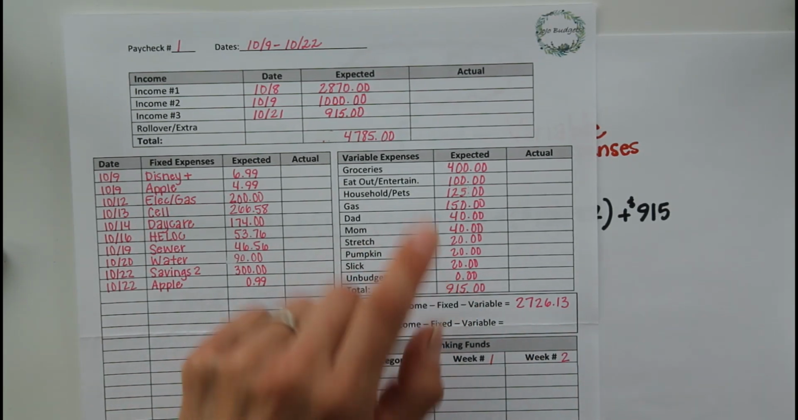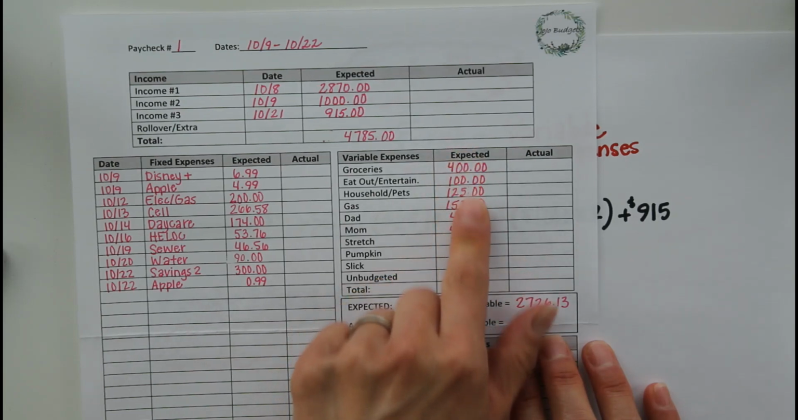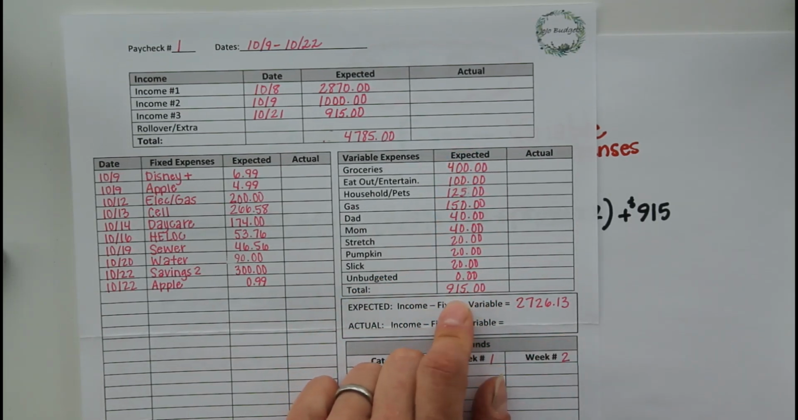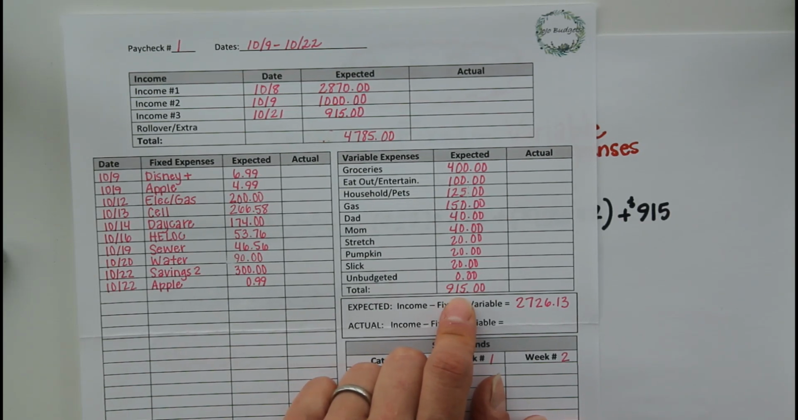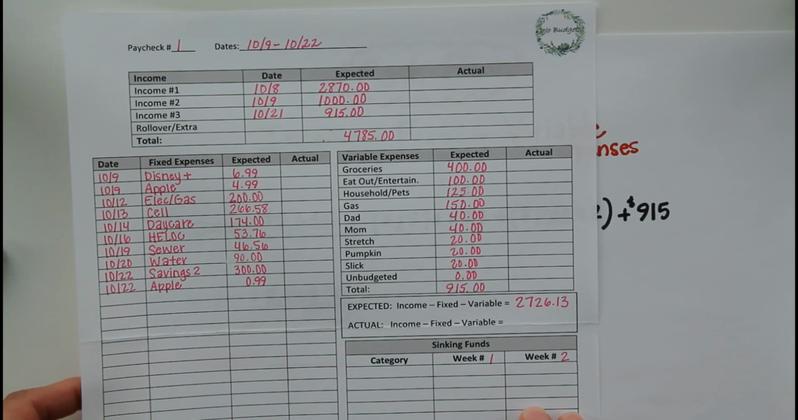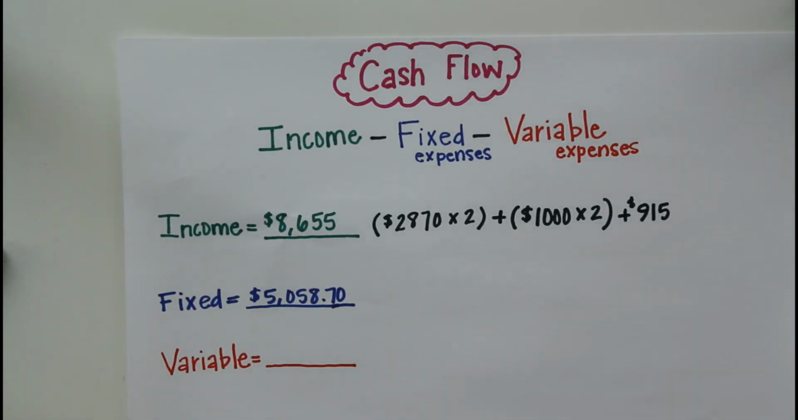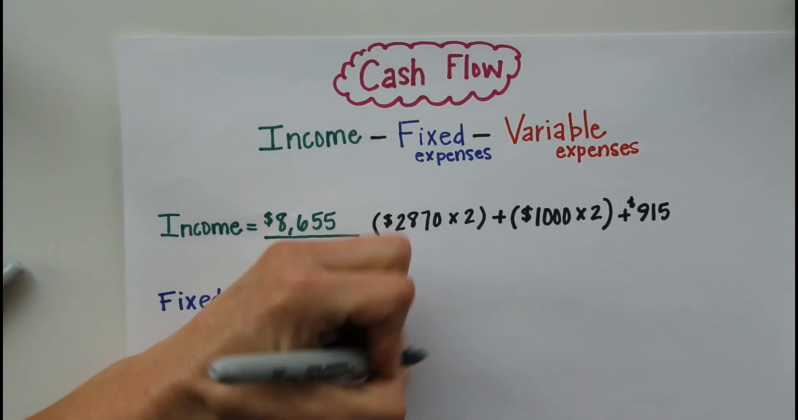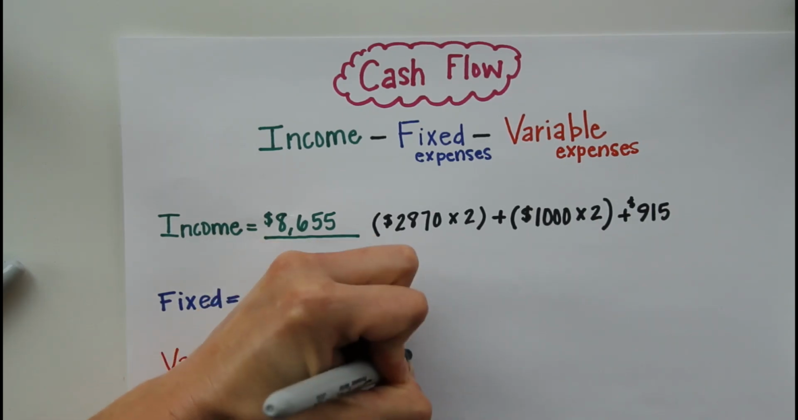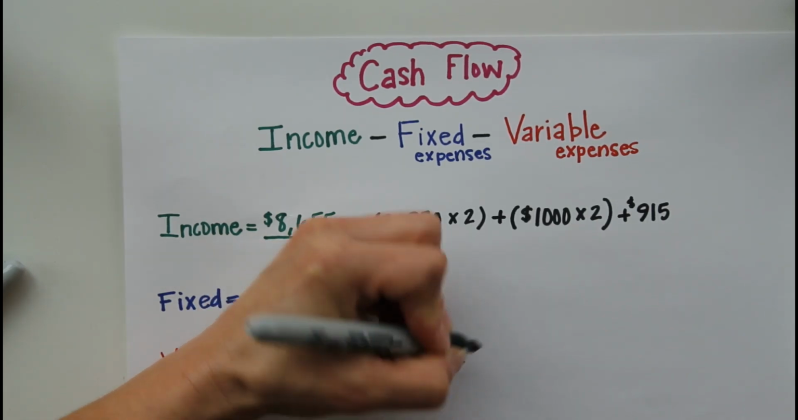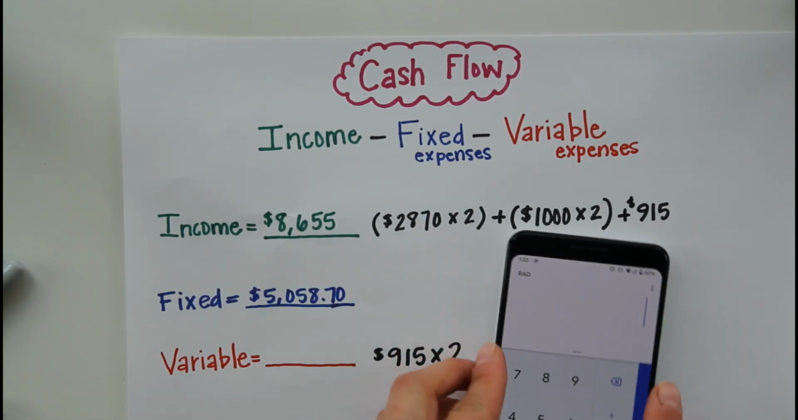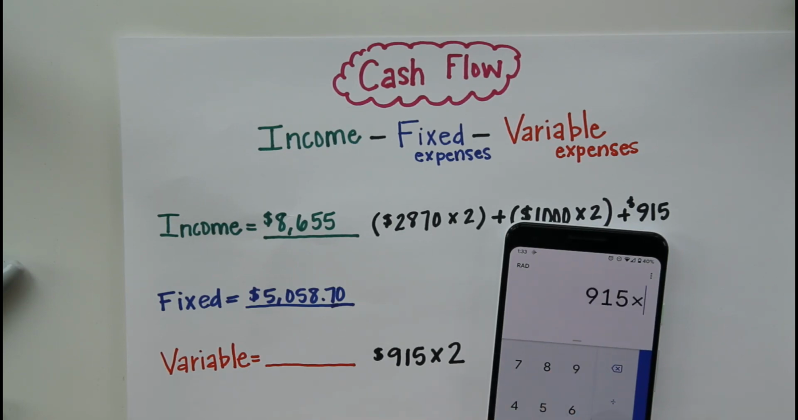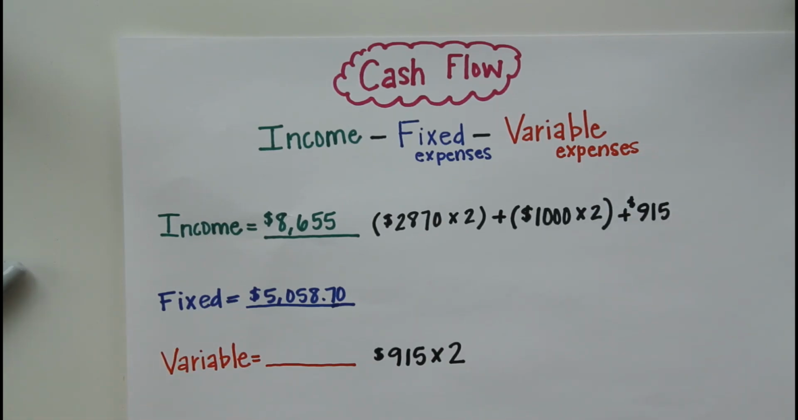So then what we budget, this is what we budget for all of our variable expenses. That totals $915. And that's to cover 2 weeks worth of variable expenses. So to figure out a month's worth, we say that $915 times 2. So 915 times 2, that equals 1,830.